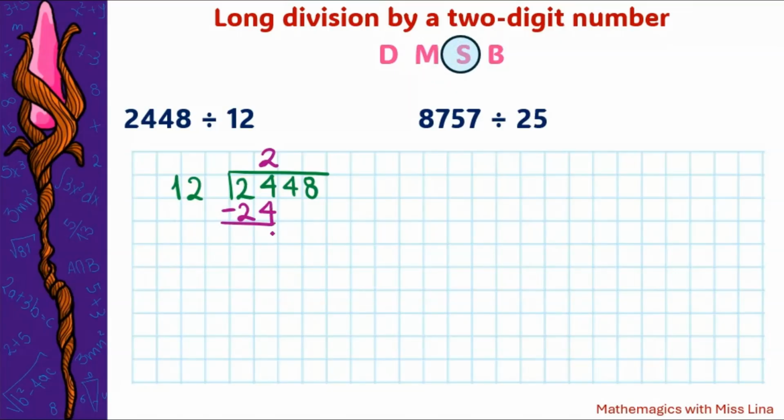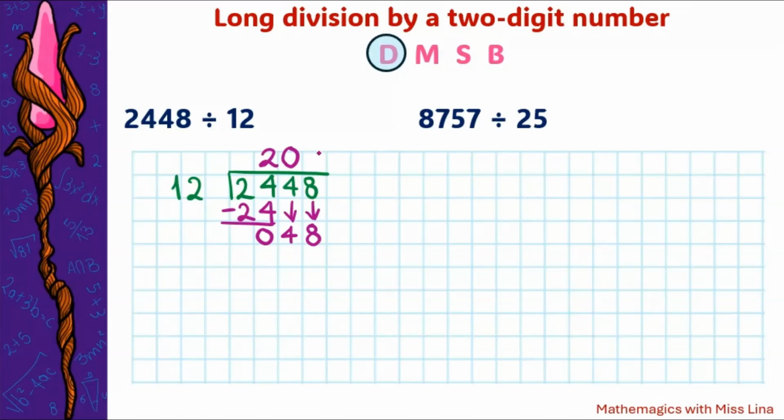24 minus 24 is 0. And we bring the next number down. We start over with the division. We cannot divide 4 in 12, so the result in this case is 0. And we go for the next digit. We start the cycle again.